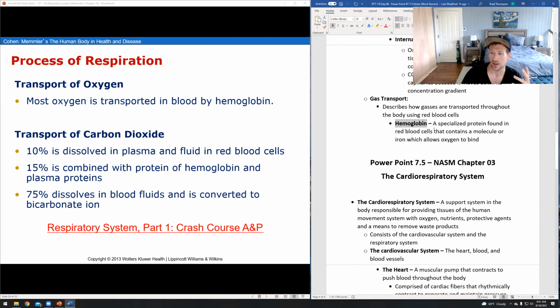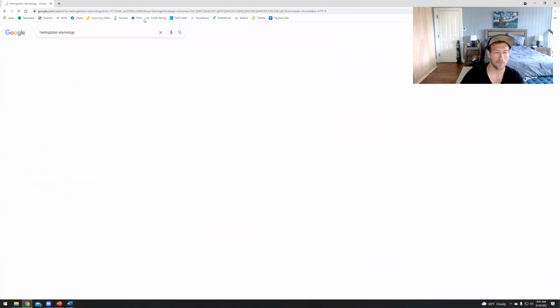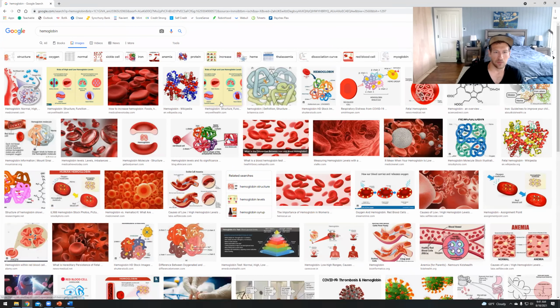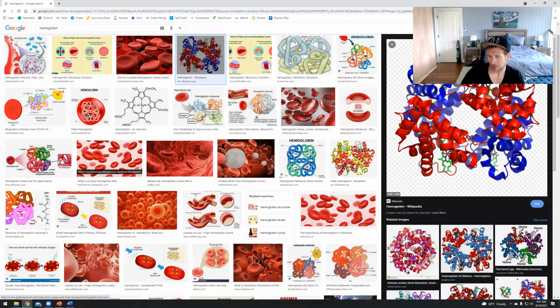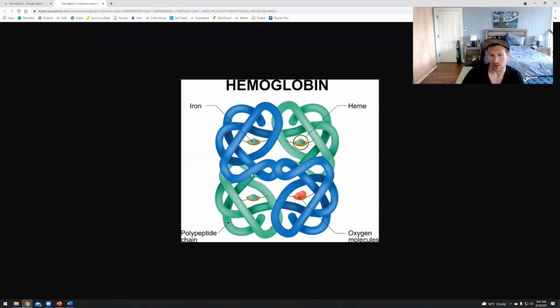Hemoglobin is this protein that we all make, and it's a specialized protein found in red blood cells, and it has a molecule of iron at its center. If I pull up a picture of hemoglobin, this is actually what hemoglobin looks like. It's this really complicated, weird looking protein, but it actually has 4 separate sections to it. And there's a molecule of iron at the center of each of those sections, right? And like I said, iron is really attracted to oxygen.